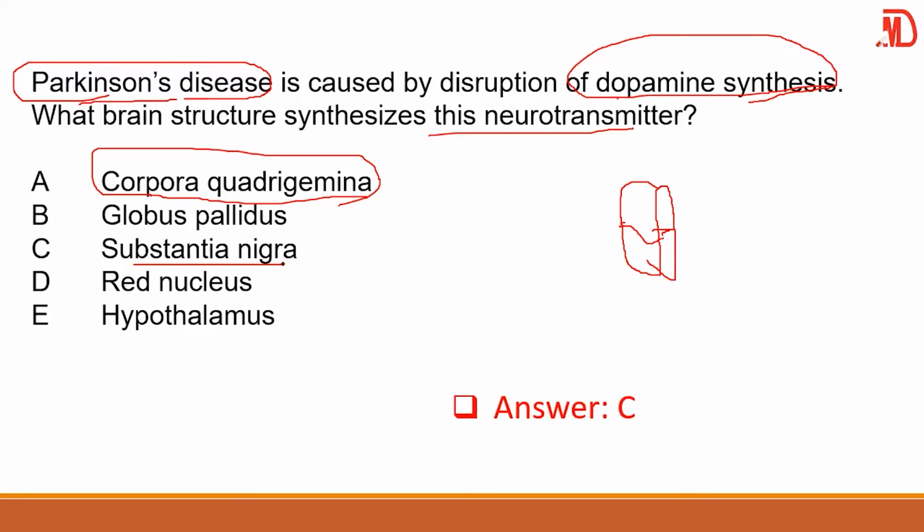This substance is normally affected because it helps in the synthesis of the dopamine neurotransmitter. So when that part of the brain is disrupted, there will be a disruption in the dopamine synthesis, and therefore the development of Parkinson's disease. So your answer here is C.